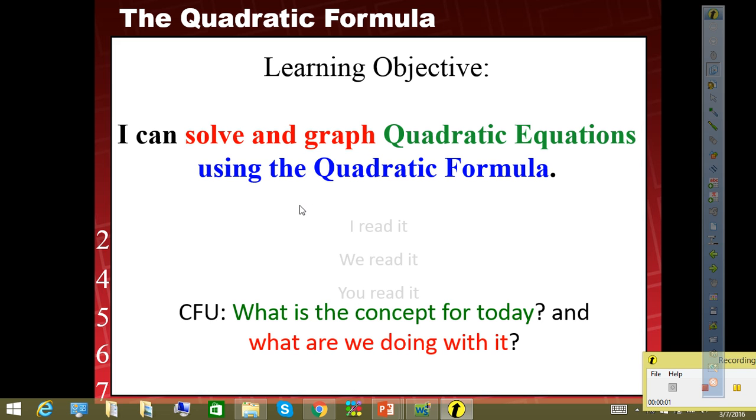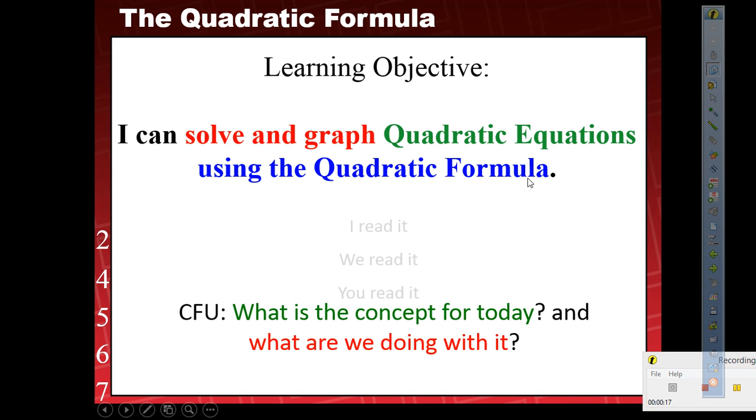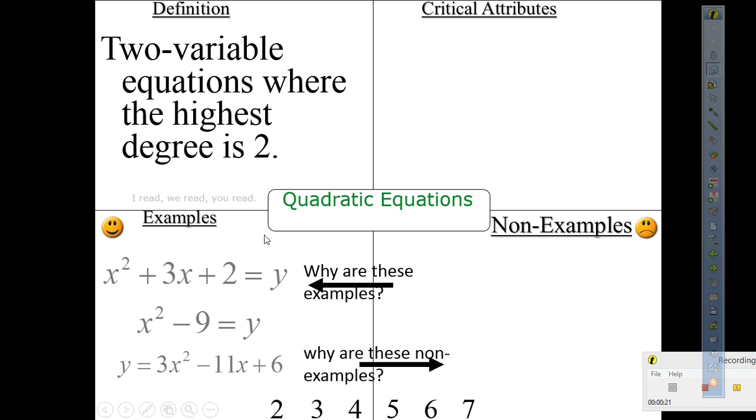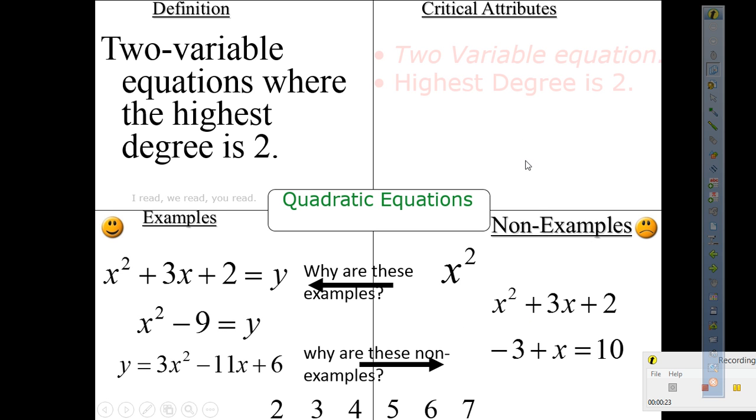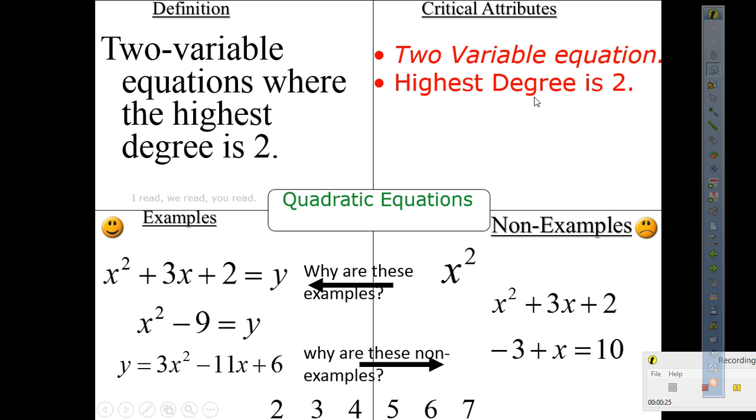So we don't need a Frayer model since we're still on the same concept. Is that correct? Quadratic equations, we already know what they are. So what are they? Two variable equations, highest degree 2. Gave you examples, non-examples. So it's two variable equations, highest degree 2. Remember that? Yes, Mr. Q. All right, good. Copy these steps, please.